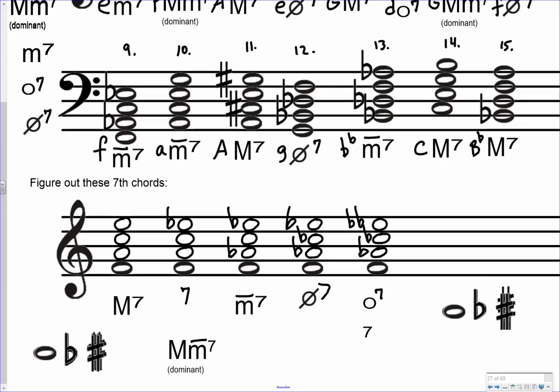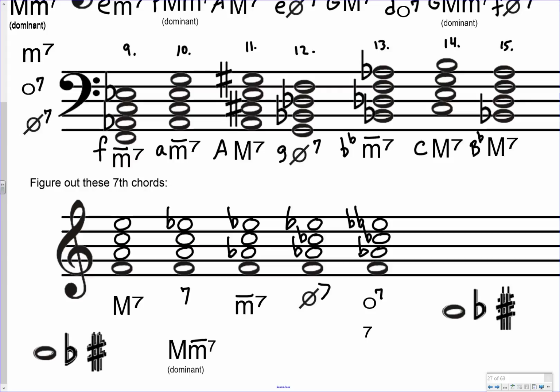In the third one, we have a minor seventh. So we need a minor triad plus a minor seventh. F, A flat, C, E flat. In the next example, we are looking for the F half diminished seventh. Recall that the triad is diminished and the interval of the seventh is minor. And in the last one, we have an F fully diminished seventh, or just F diminished seventh. So we have a diminished triad and a diminished seventh from F to E double flat.